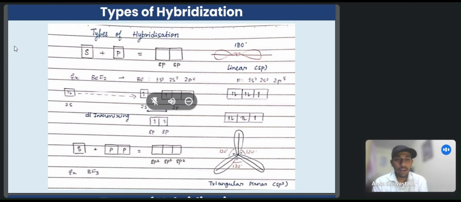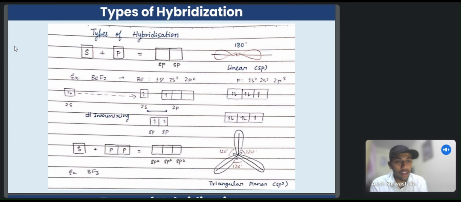So the types of hybridization. Starting off with the first, that is sp hybridization. sp hybridization involves one s and one p orbital intermixing, and we can observe a 180-degree bond angle formed here and a linear geometry. An example of linear geometry or sp hybridization is BeF2.